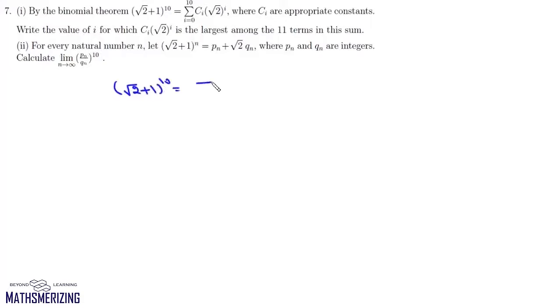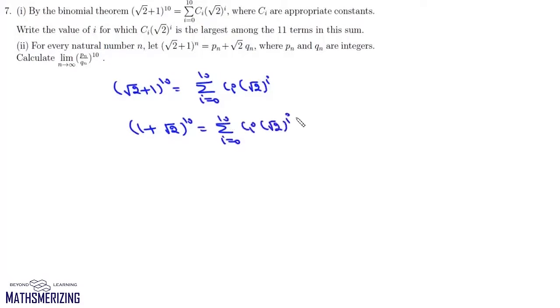Question number 7 is, by the binomial theorem, we can write (root 2 plus 1) to the power 10 as this summation i varies from 0 to 10 C(10,i) into root 2 to the power i. And if we have to get it in this form, we have to write this as (1 plus root 2) to the power 10. Now we have to find the value of i for which this term is the largest term among all the 11 terms. So basically we have to find the numerically greatest term.